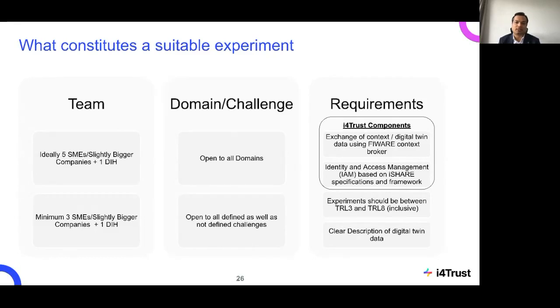So, what constitutes a suitable experiment? I think this was already a bit explained by Rosa. So here is the summary: for the team, ideally we expect 5 SMEs and 1 DIH, or 5 SMEs and slightly bigger companies, a combination of that, and at least 1 DIH to be part of the team, but the minimum is 3 SMEs or slightly bigger companies and 1 DIH. The challenge domain is all open, so we don't restrict to any particular sector. And challenge-wise as well, we do not restrict to predefined challenges, of course, but if you as a DIH want to work on a particular challenge, we very much welcome that, and we also support you in publishing that challenge, as already explained by Tonya. But good for you to know that those parameters are still open.